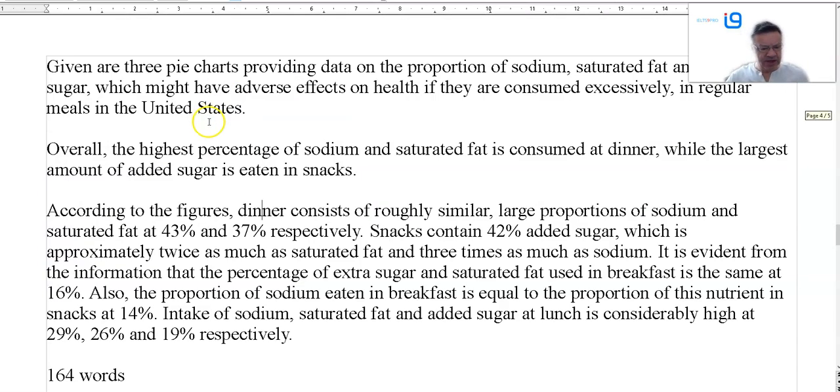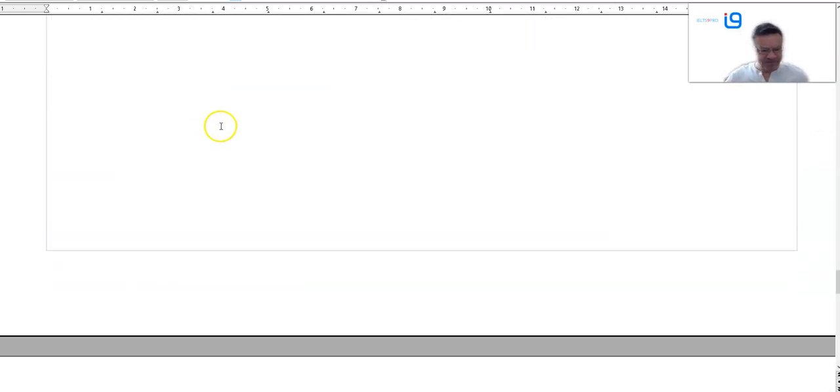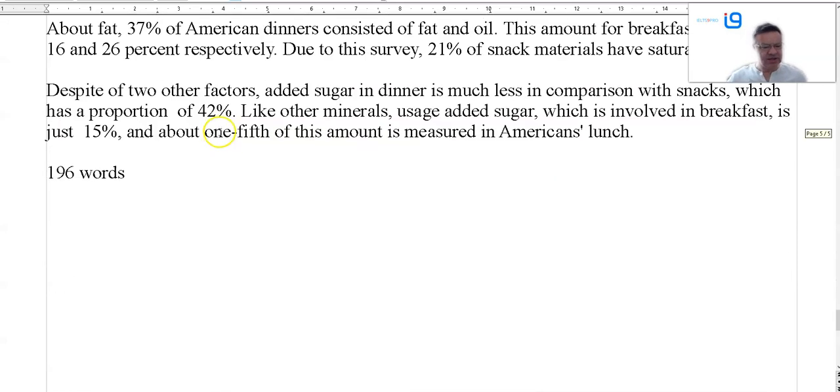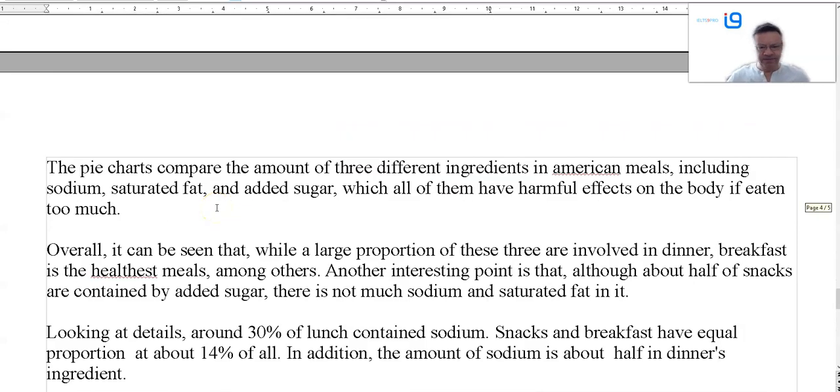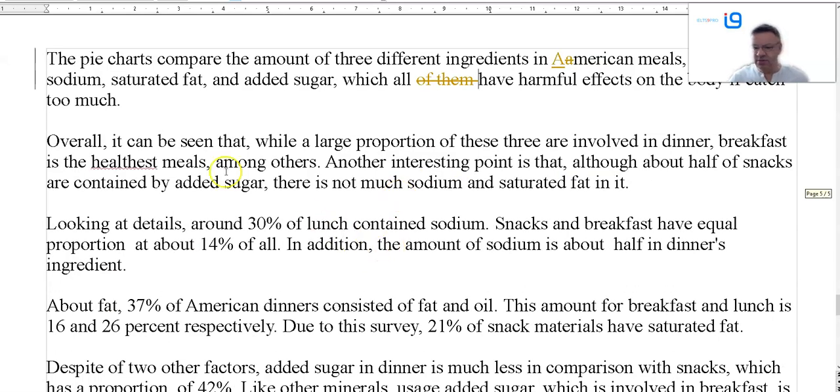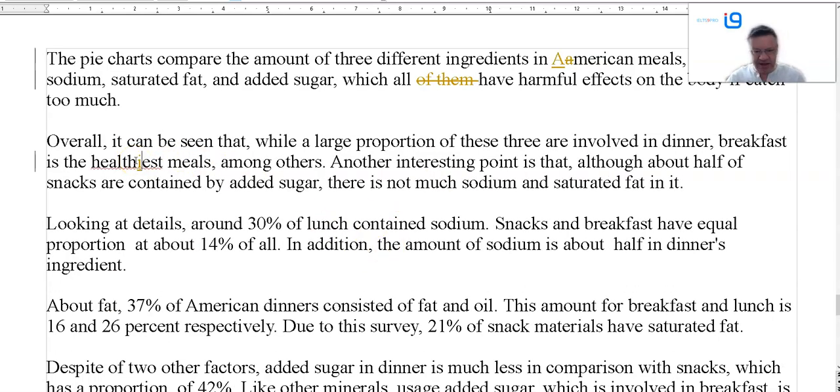Okay, let's see this final one then. Should just have time to finish this. 196 words. Pie charts compare the ingredients in American meals. That should be capitalized. Okay, including which all have harmful effects on the body if eaten too much. Good. Well, breakfast is the healthiest. Okay, that's good.